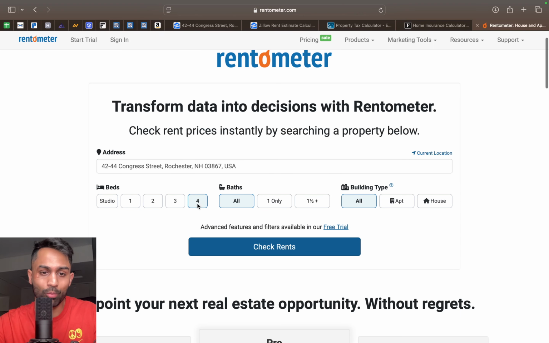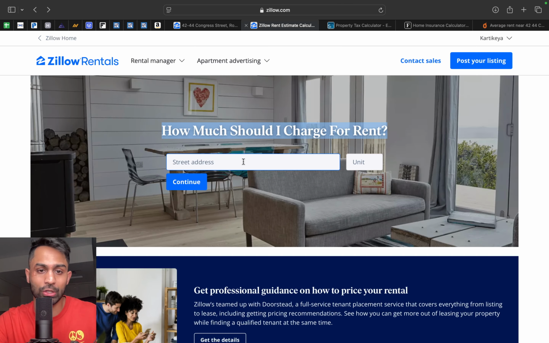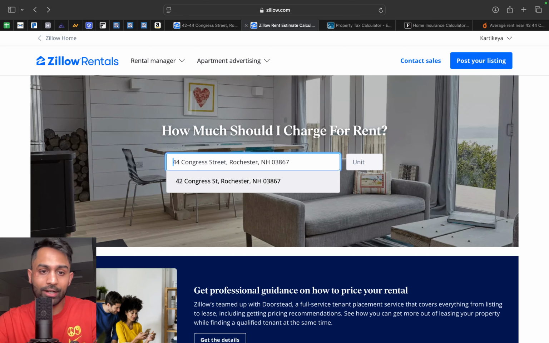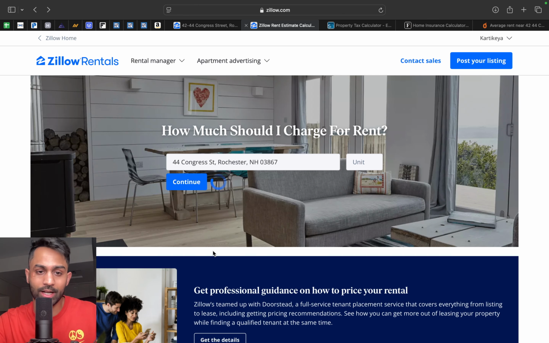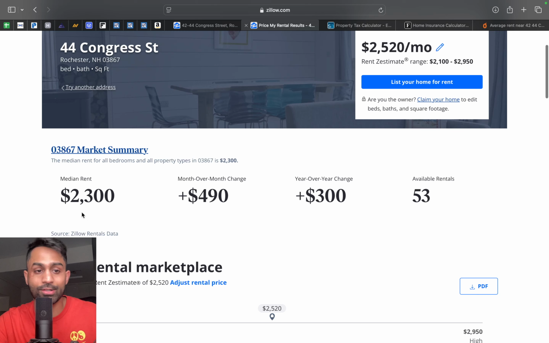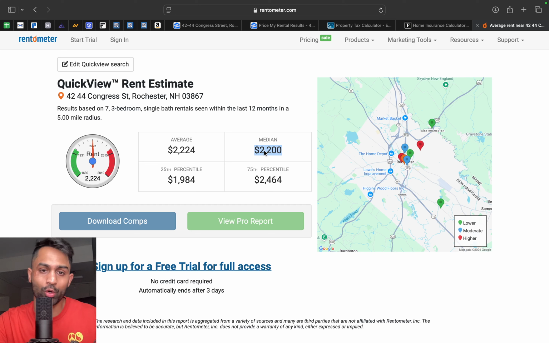I'm going to put in more than 4 bedrooms, more than 1.5 bathrooms, or actually it's going to be 3 bedroom and 1 bathroom per unit. So we're going to check rents here. It's going to give me the rent for 1 unit. 1 unit rent, median around $2,200, which is a 3 bedroom, 1 bathroom unit. And if I come over to Zillow rents, if I plug in the same property address, let's say 42 or 44, it doesn't really matter, it's the same unit. 44 Congress, if you hit continue, we're looking at a median rent for this one at $2,300. So we got a couple different estimates, $2,300 according to Zillow, and $2,200 according to Rentometer. So I think I can safely assume it's going to be somewhere around $2,200 to $2,300 per month per unit.